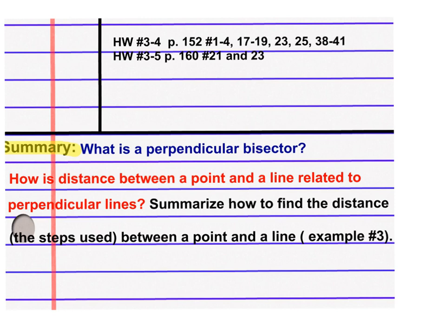Here's a summary. What is a perpendicular bisector? That was a vocab word. Red question, how is distance between a point and a line related to perpendicular lines? So something about the shortest distance, right? The shortest distance from a point to a line is the perpendicular segment. The black question, summarize how to find the distance. I want you to write out those 6 steps that we just covered in the last example.